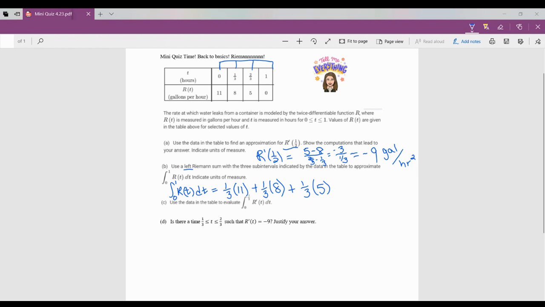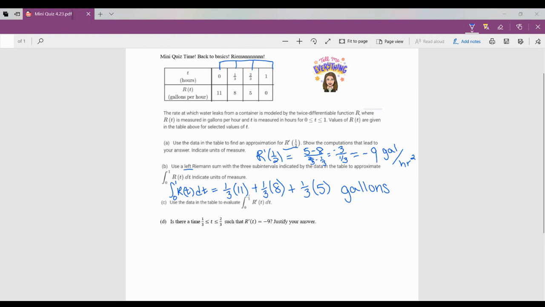And remember, this is Riemann, so that is my final answer. I don't have to simplify that. My units of measure are going to be gallons per hour times hours, so it's gallons. So that'll give me my total gallons over the course of 1 hour that leaked out of the container.